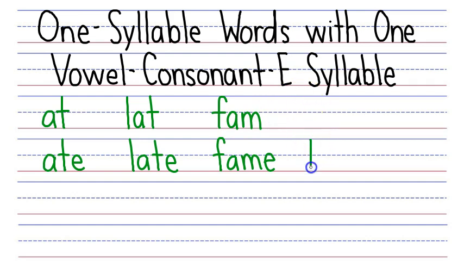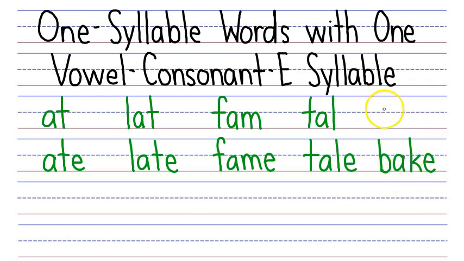Next word, tail. Tail is spelled T-A-L-E. The E makes the A say its name, T-A-L, tail. If we wrote the syllable without the silent final E, we get tal. And next word, bake. We have a B that says B, an A that says A, and a K that says K, with a silent final E to tell us that the A says A. B-A-K. If we write the syllable without the silent final E, we get back.